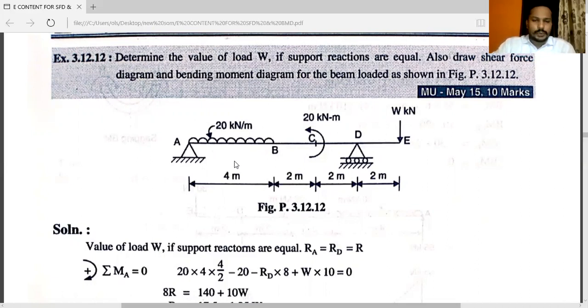See the types of supports. At point A, hinge support is there. At point D, you can see roller support is there. The contact surface of this roller is horizontal. Here, RAX and RAY, two reactions will be there. You can say RD, there will be one vertical reaction.